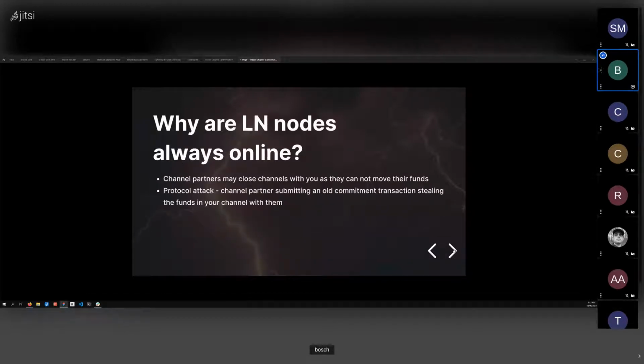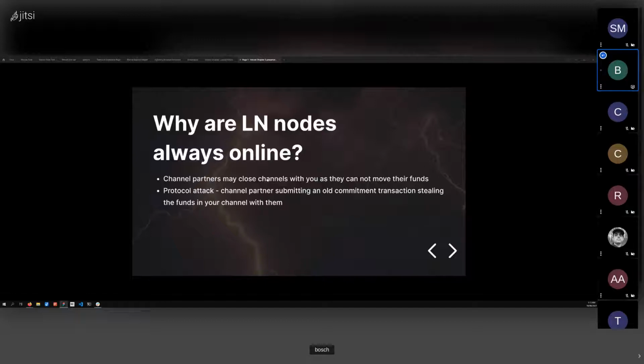So why are Lightning nodes always online, like I mentioned before? Channel partners may close channels with you, so they cannot move their funds. If your node's offline, you're unable to do a mutual close, which is also something we'll get into in detail when we discuss channel management later in the presentation. But mutual closes are the ideal situation you want when it comes to closing channels.